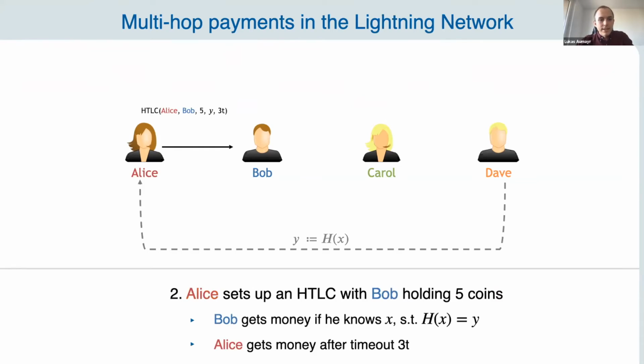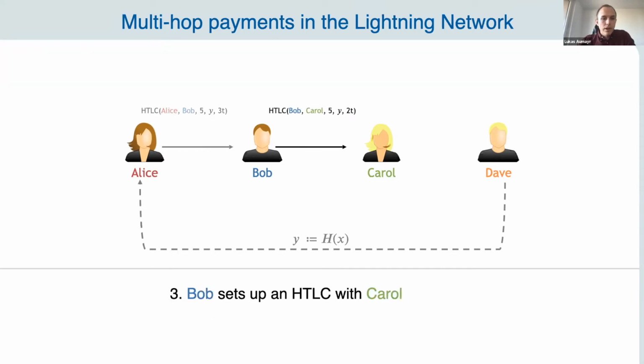Now Alice goes ahead and sets up an HTLC, or hash time lock contract, with Bob, holding 5 of Alice's coins. And an HTLC is nothing more than a simple smart contract that can be scripted with the rather limited scripting language of Bitcoin and encodes the following logic. So Bob will get the 5 coins that Alice put if he knows X, such that X hashes to the condition Y, and Alice can get back her money after some timeout. In this case, it's 3T.